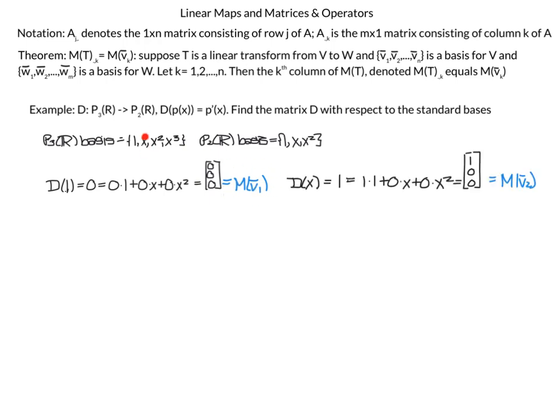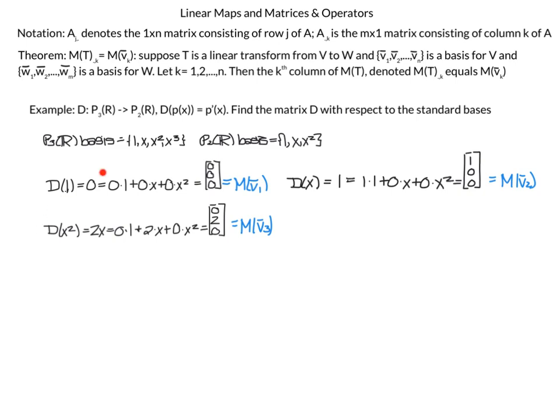For my second basis vector, that's x. So D of x, the derivative of x, is equal to 1. In terms of my basis now, I've moved from P3, I've taken the derivative, so now I'm in P2. So in terms of my basis vectors, that's 1 times 1, 0 times x, and 0 times x squared. As a matrix, the coefficients are 1, 0, 0. That's the matrix of V2.